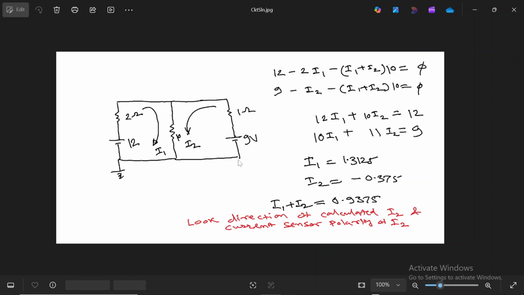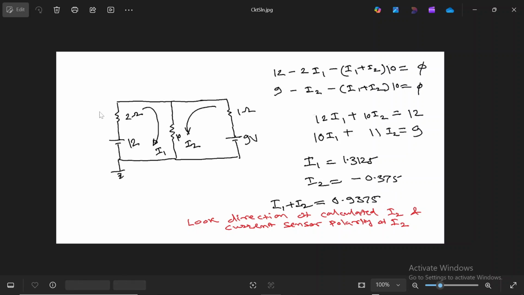Again we are coming to the same point, the same potential, so there is no potential difference and it is equal to 0. Thus we get two different simultaneous equations in two variables, and there is definitely a solution. After solving, we get I1 equal to 1.3125 and I2 equal to minus 0.375.